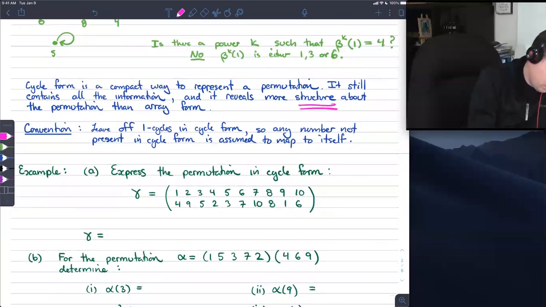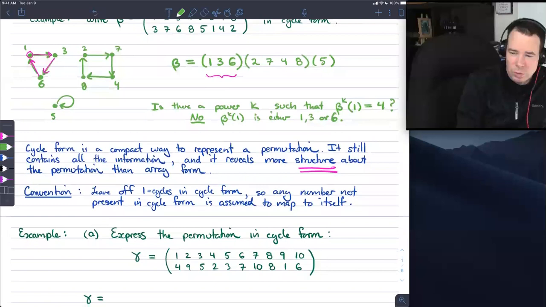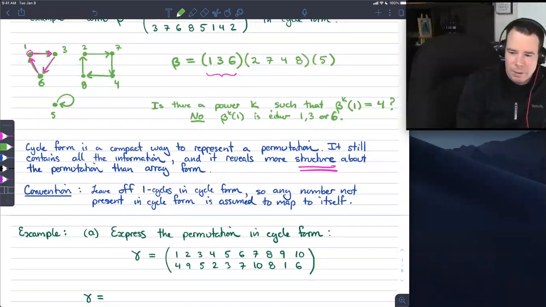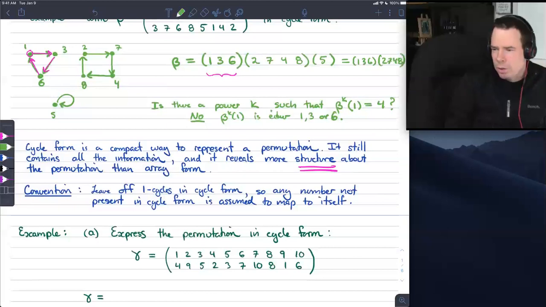Let's express the permutation in cycle form. So this is now gamma. So my goal is to, much like we did with beta, do the same thing with gamma, but without having to draw the picture first. Oh, and I will add one more comment. Our convention is to leave off 1 cycles. So with our convention, we would typically just write this as 1, 3, 6, and 2, 7, 4, 8, and not bother writing down the 1 cycle 5. Our convention is that if a number is missing in the decomposition, then it must go back to itself. So that's another time saver.